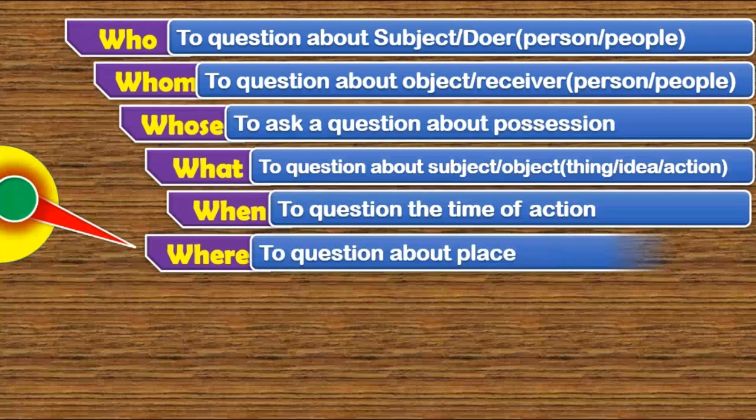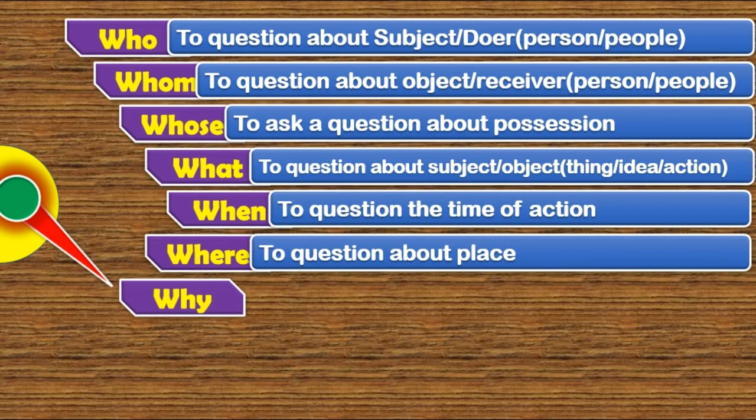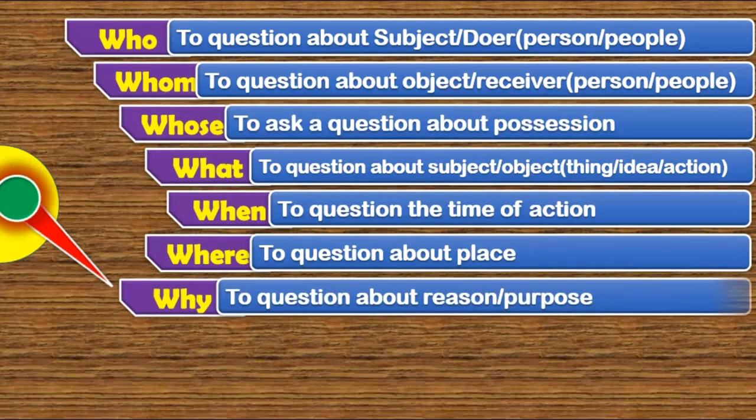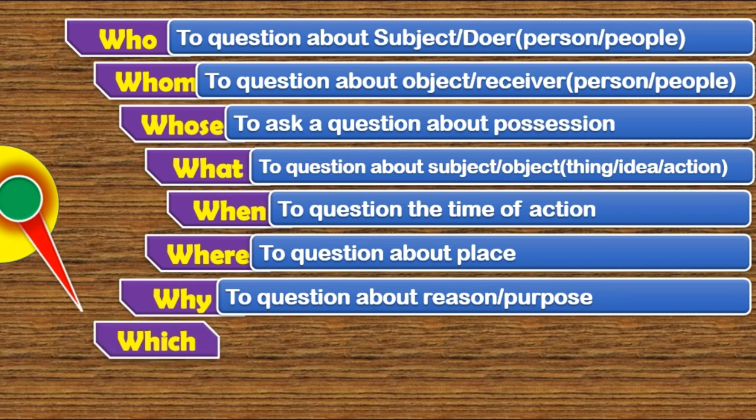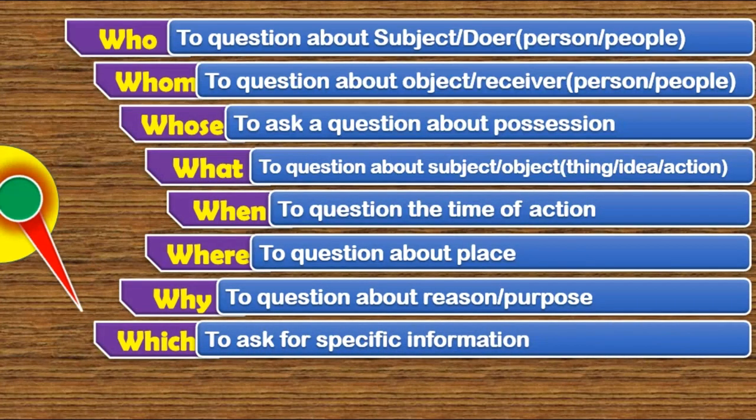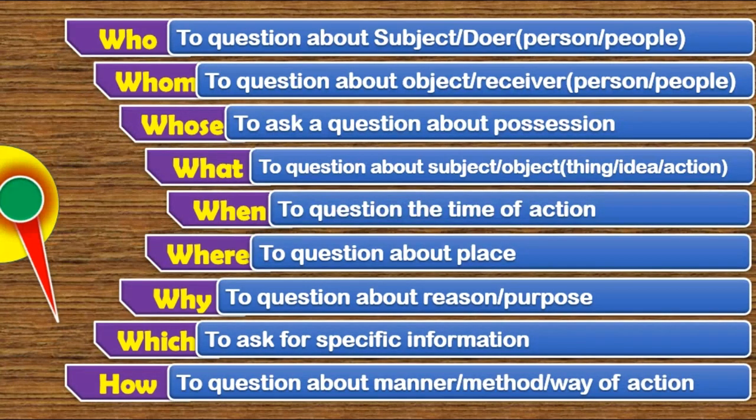Where? To question about place. Why? To question about the reason or purpose. Which? To ask for specific information. How? To question about manner, method or way of action.